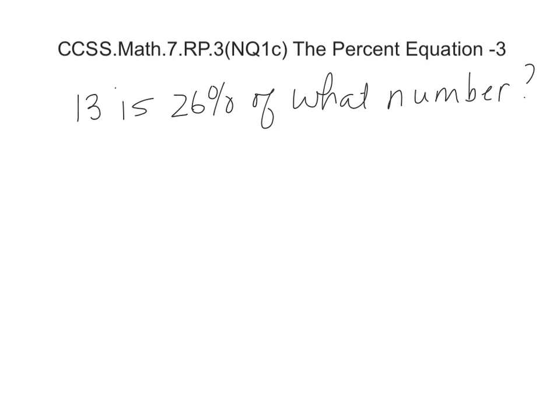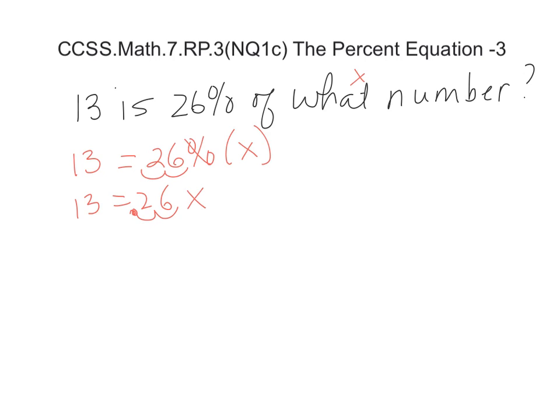Okay, so let's turn this into some math here. We know that 13 is the same thing as equal to. And 26%, we have that percent of what number means to multiply by x, because what number is x? So let's rewrite it: 13 equals 26. And let's take care of this right away. We can divide by 100, so it's 0.26 and multiply by x.